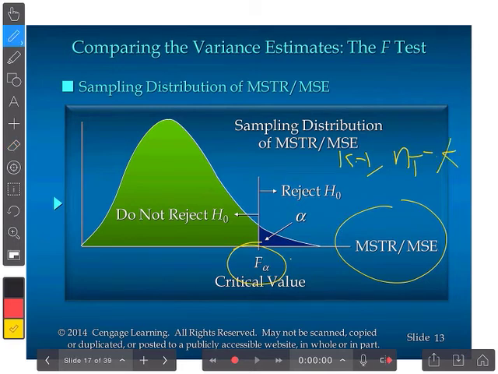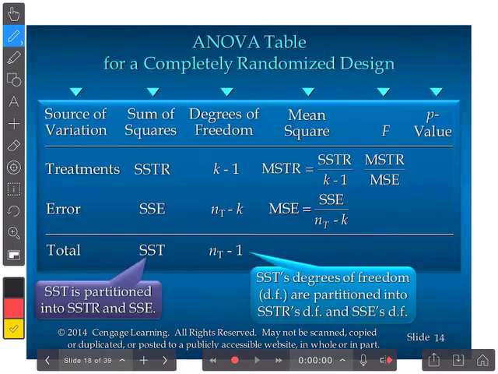So that would be how we would find that. One of the nice things we could do is create what we call an ANOVA table to summarize all of our information. And the ANOVA table looks something like this.